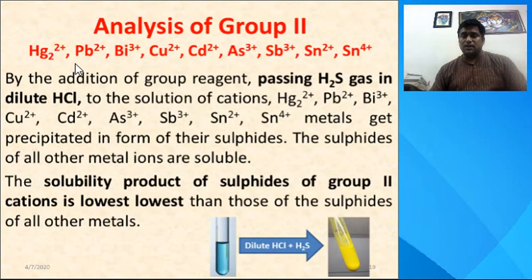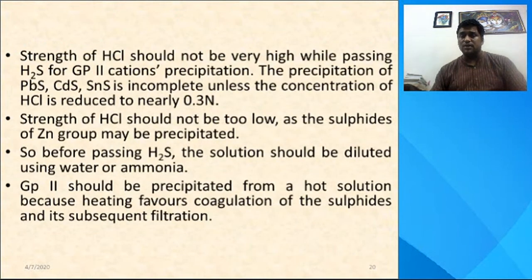Analysis of group 2. The cations are mercury, lead, bismuth, copper, cadmium, arsenic, antimony and tin. The group reagent is H2S gas in dilute HCl. So when H2S gas is passed in dilute HCl medium, if these cations are present, what we get are the sulfides of these cations. So what does it suggest? The solubility products of sulfides of these cations are lower than the solubility products of sulfides of all other metals. That is why only these cations get precipitated, and the rest remain soluble, and for subsequent group analysis we follow them.